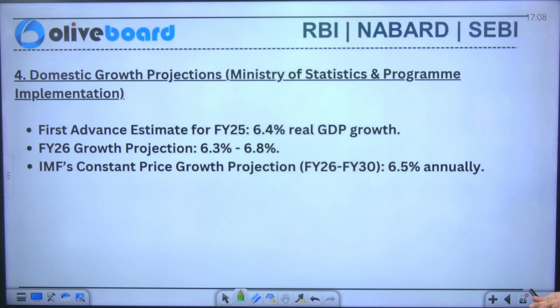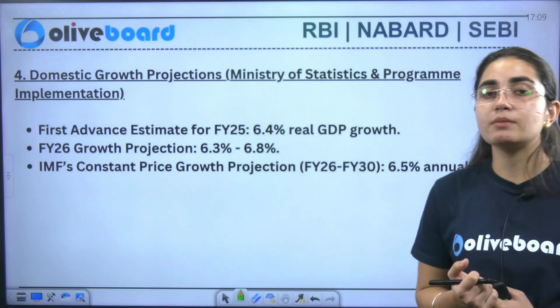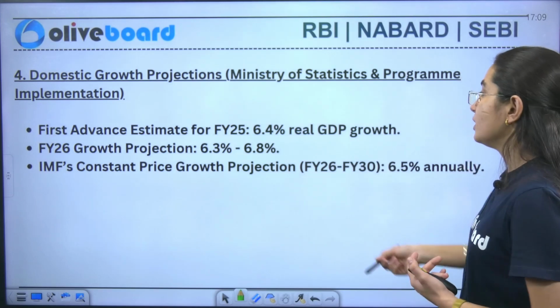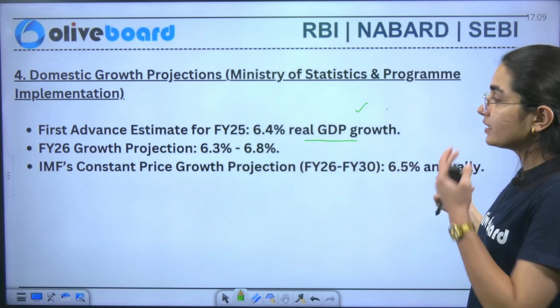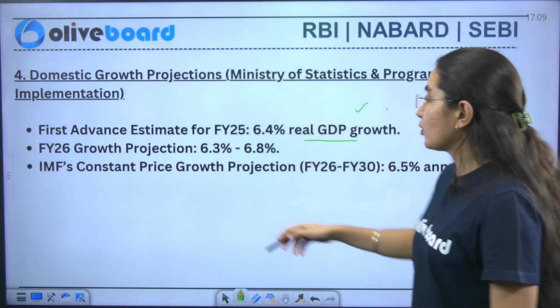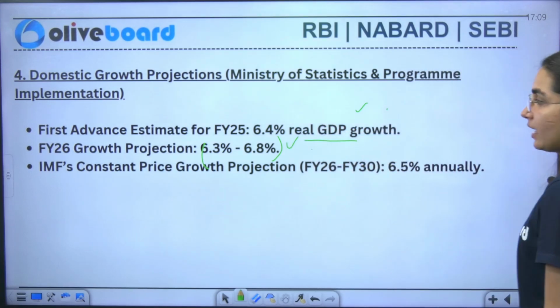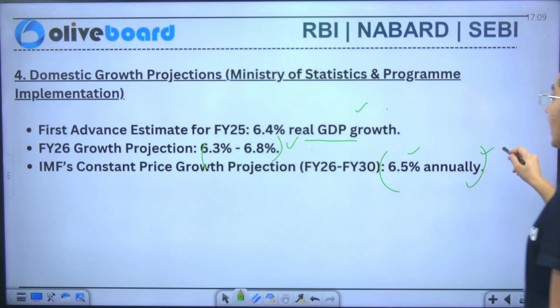Now we'll talk about domestic growth projections. The Ministry of Statistics and Programme Implementation says that the first advance estimate for financial year 25 is 6.4% real GDP growth. Financial year 26 growth projections are 6.3% to 6.8% growth that we may see. The IMF's constant price growth projection is 6.5% annually.